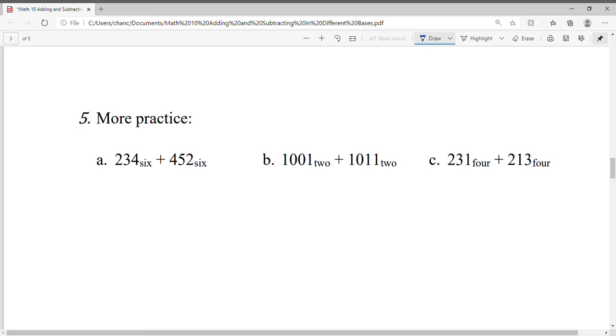In question 5, please try these on your own. Pause the video, see if you can do it. I know it's a little bit different, but remember the characters for each of the bases, and then you'll be okay. Just divide by that base to figure out what the actual number is in that base system.